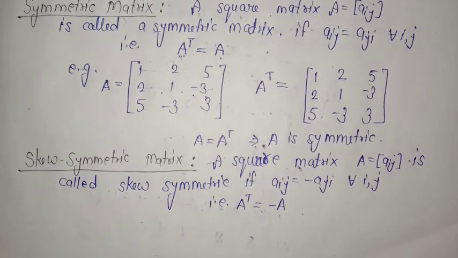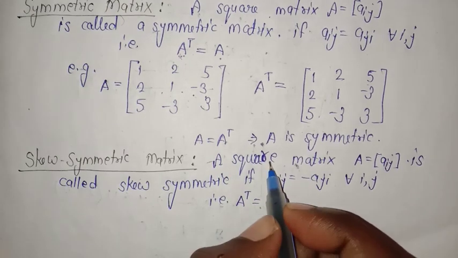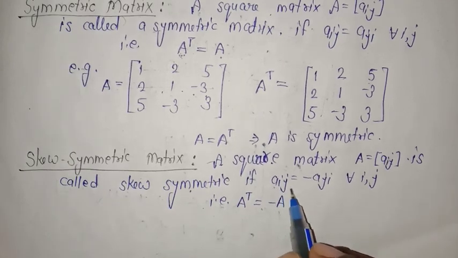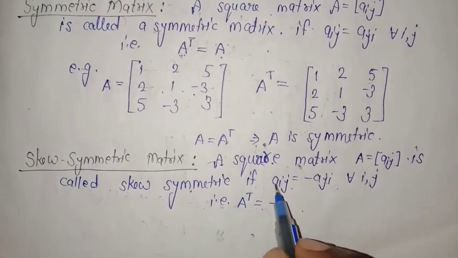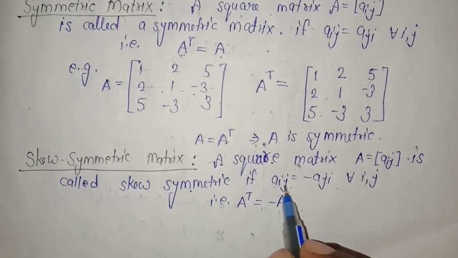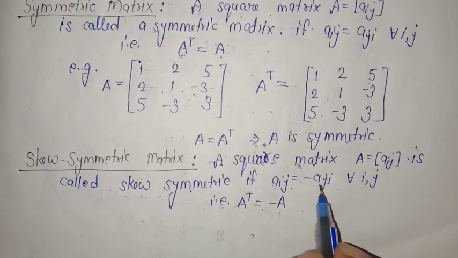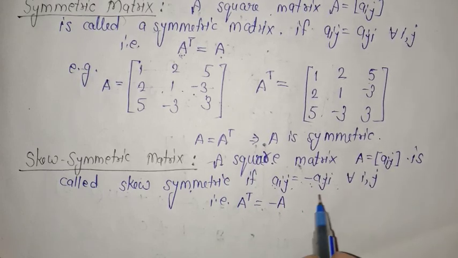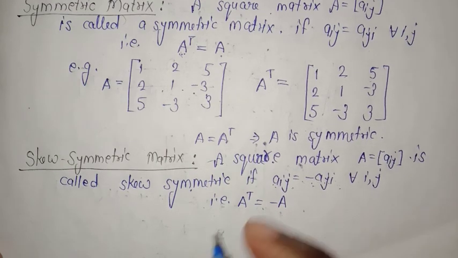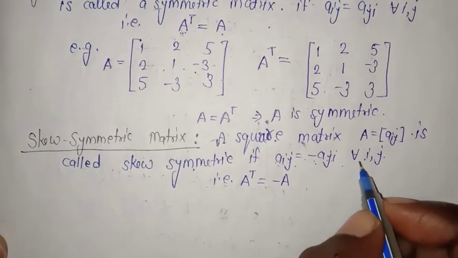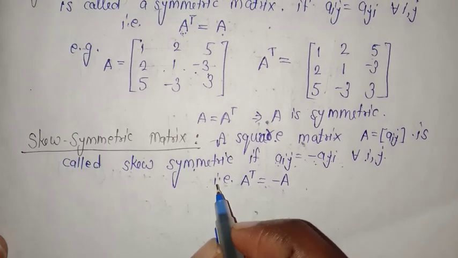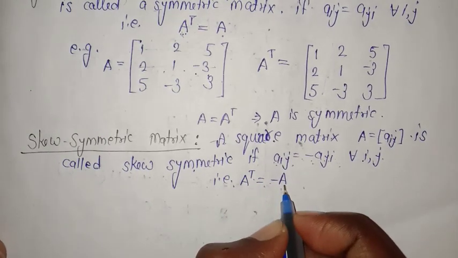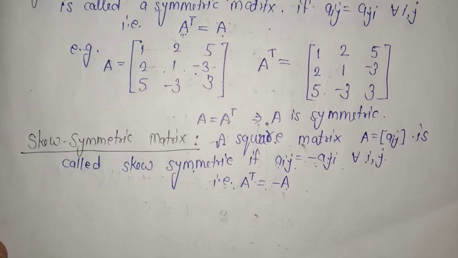The definition of skew symmetric matrix is as follows. A square matrix A equals [Aij] is called a skew symmetric matrix if Aij equals -Aji. This means that the element present in the ith row and jth column must be equal to the negative of the element present in the jth row and ith column, and this is true for all i and j. In the second way, we can say that if A transpose equals -A, then the matrix is a skew symmetric matrix.